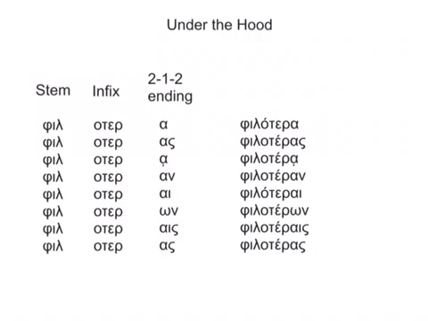Notice, by the way, that the feminine endings here are a, as, a, an, rather than e, es, e, en, because here you're attaching it to something that ends with rho. So in the end you get philotera, philoteras, and so on.